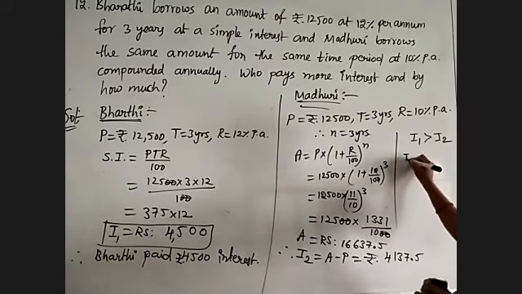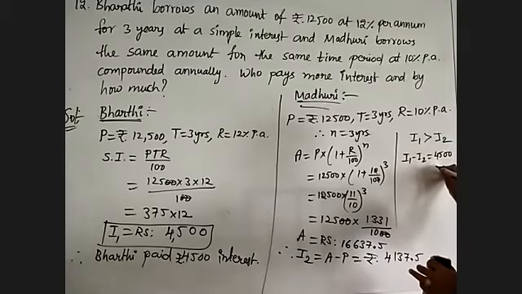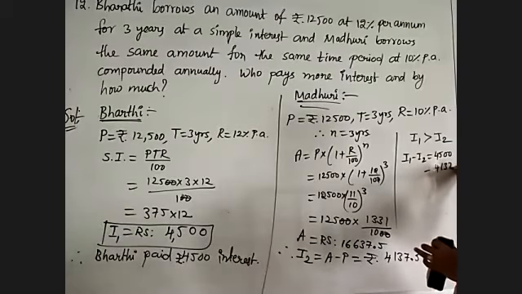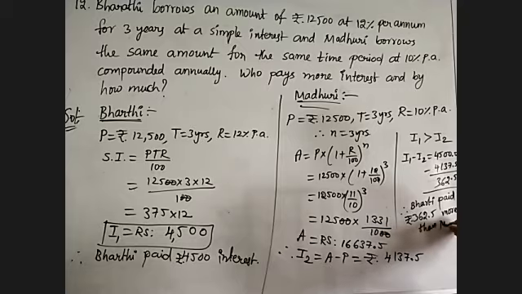Okay, so what is their difference? I1 minus I2 is equal to 4,500 minus 4,137.5. 10 minus 5 is 5, 9 minus 7 is 2, 9 minus 3 is 6, 4 minus 1 is 3, so 362.5. So here the last statement: Bharati paid 362.5 rupees more than Madhuri.